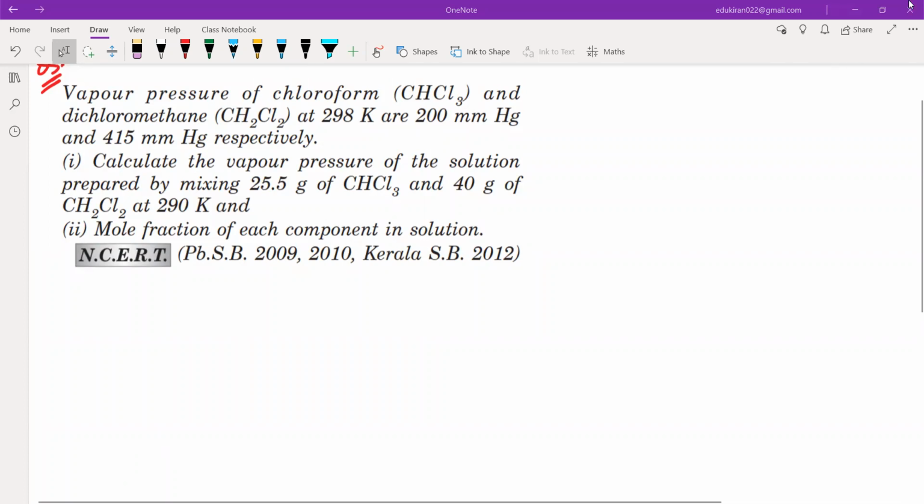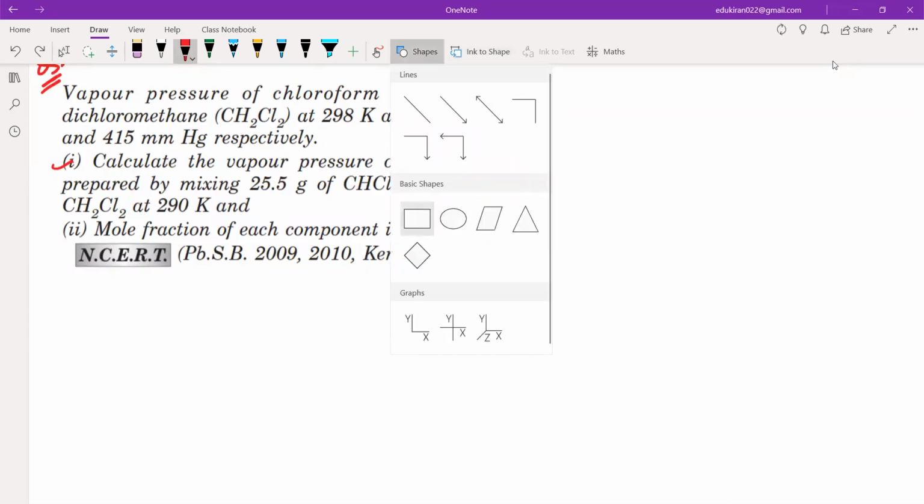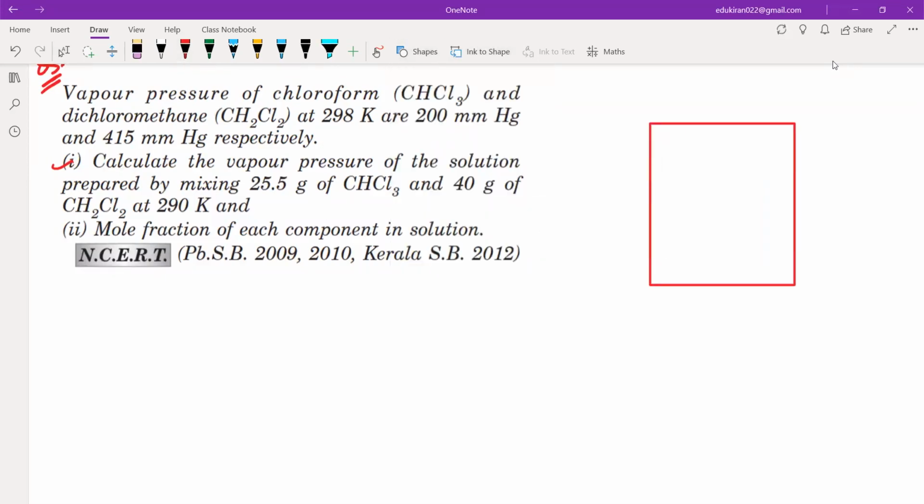Please all of you, from an experimental point of view, from a realistic point of view, you will tell me whether it is a good question or a bad question. So what they have given, the first question is calculate the vapor pressure of solution prepared by mixing. So they're saying I am mixing, so we know the values. They are mixing only. What are they mixing? In this type of container.